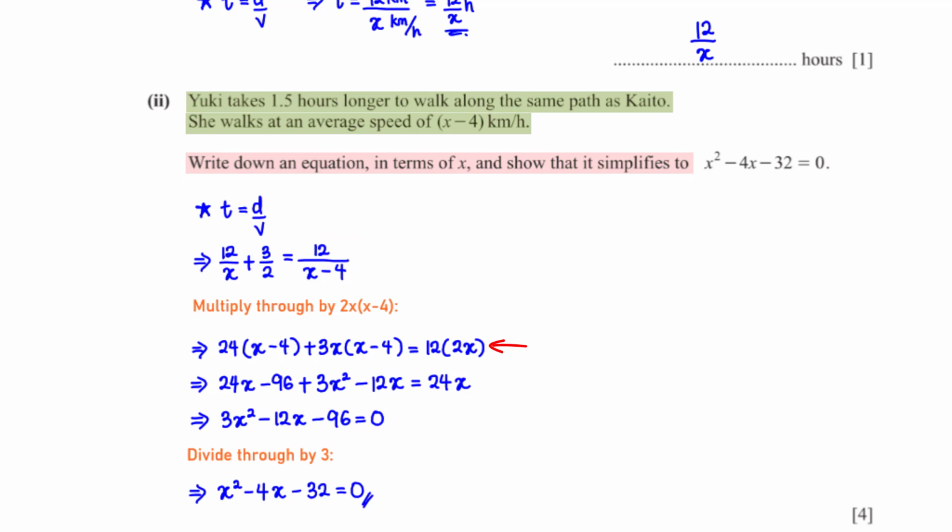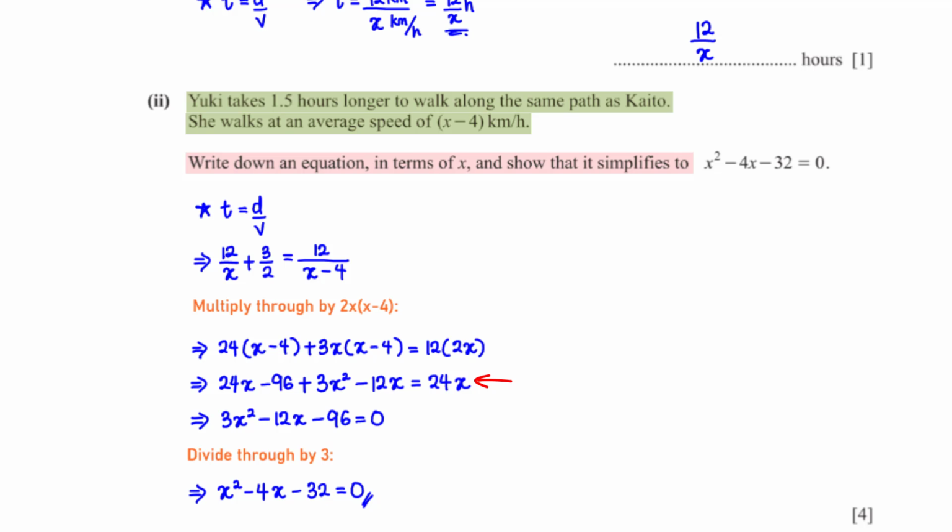When we expand the brackets, 24 times x is 24x. 24 times negative 4 is negative 96. 3x times x is 3x squared. 3x times negative 4 is negative 12x. 12 times 2x is 24x.